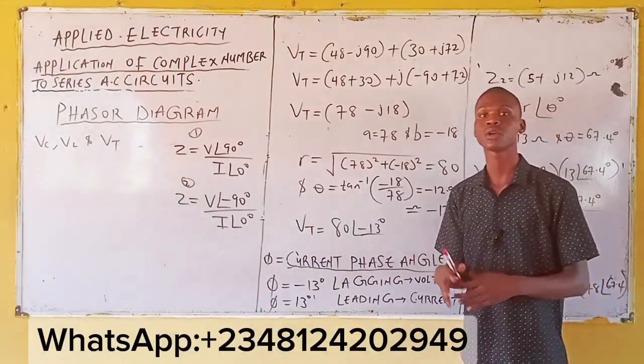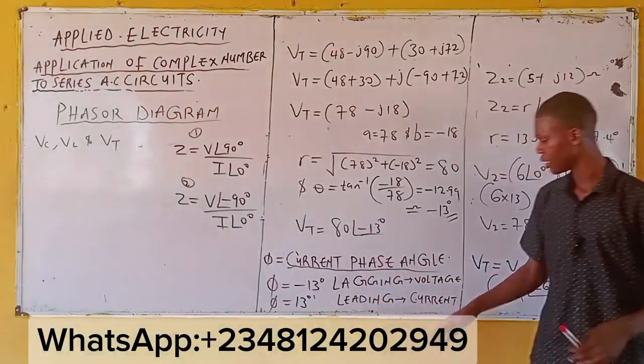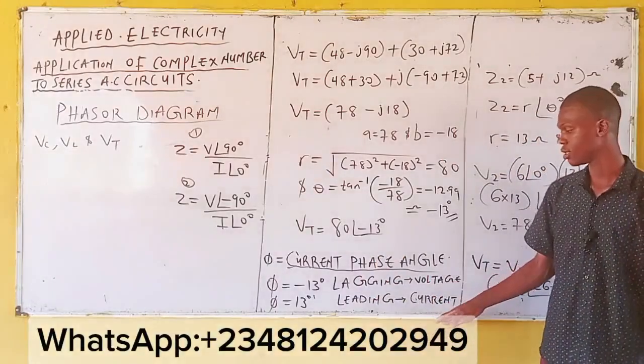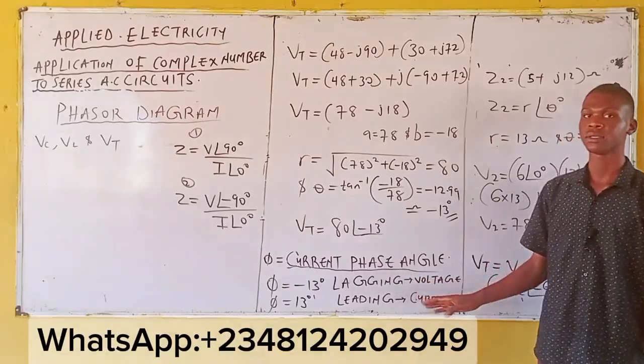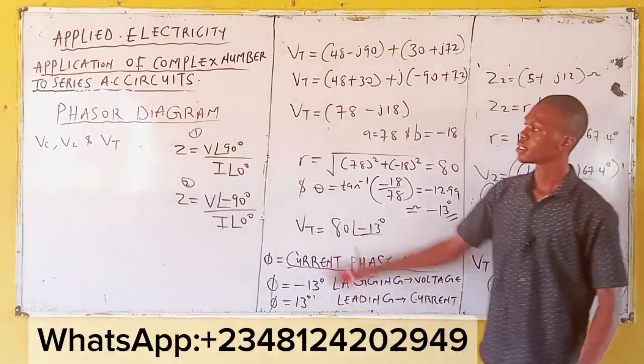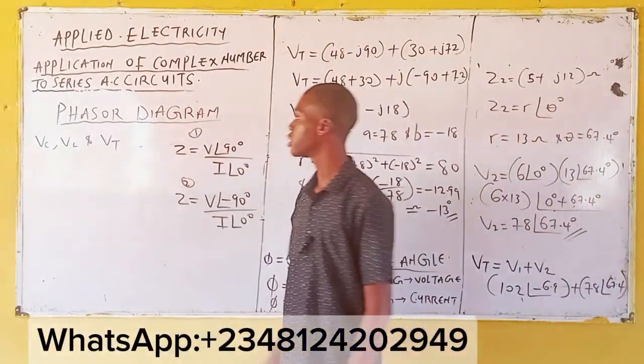So in a textbook, they won't write whether it is the current or the voltage that is leading. They are just going to write leading or lagging. You should know what it means. Alright, the last question says to draw the Phasor diagram.